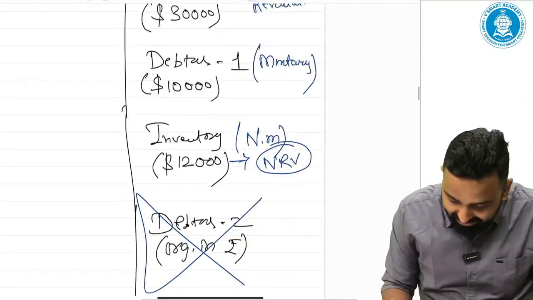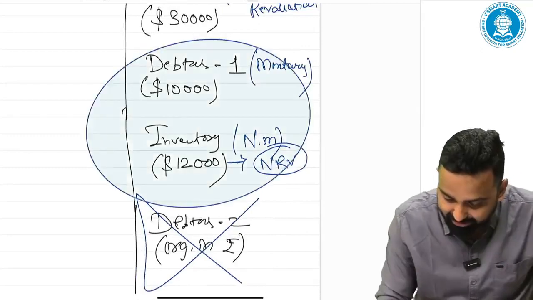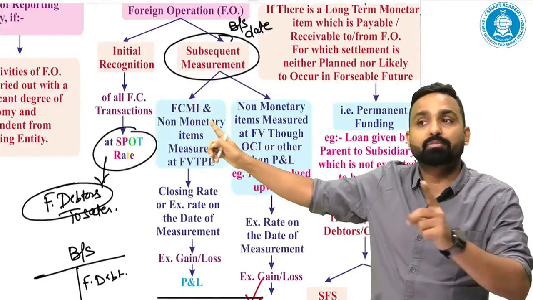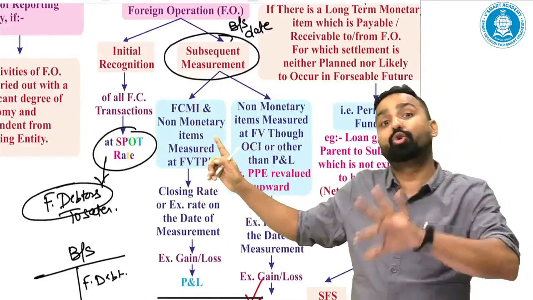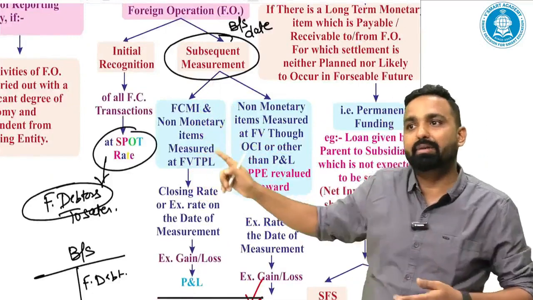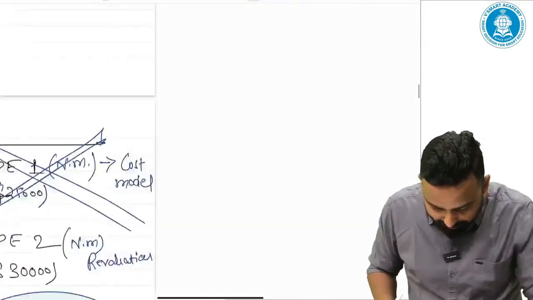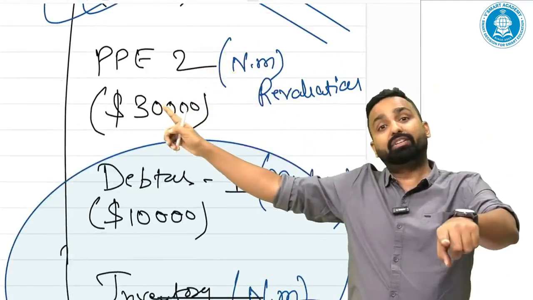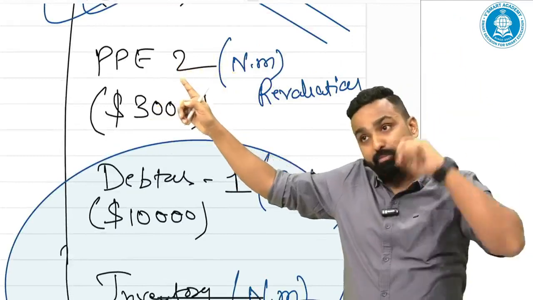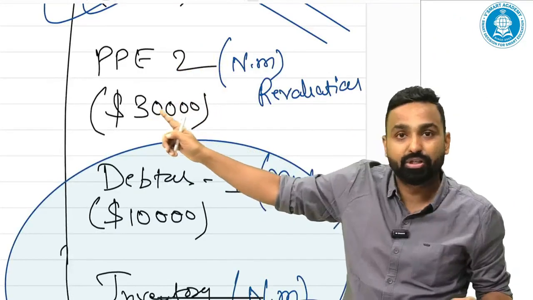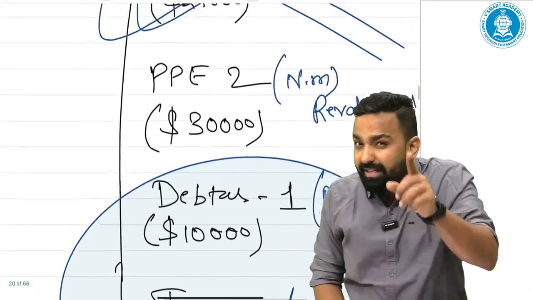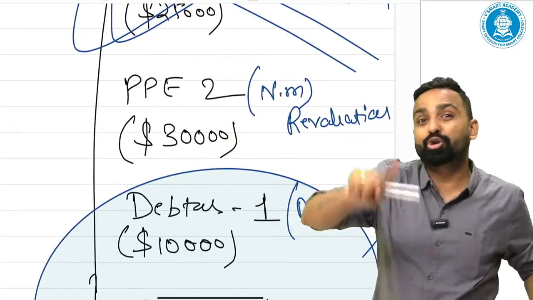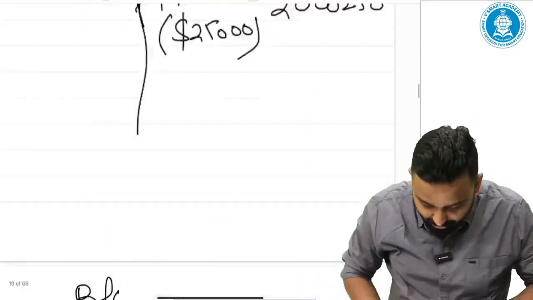So inventory and debtors come in the same category. FCMI is a debtor, and the non-monetary item which is measured through profit and loss is the inventory, which has come in the same category. But what about PPE2? Now PPE2 is a non-monetary item which is originally at $30,000. Matlab you purchased the PPE in foreign currency at $30,000 and you make a revaluation. As per Ind AS 16, whenever you do revaluation, the upward revaluation will always go to OCI. You remember, always goes to OCI. So this is the second category.